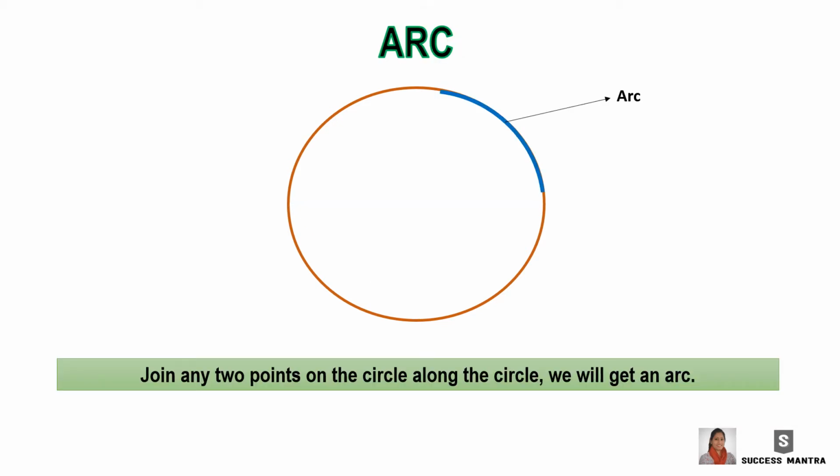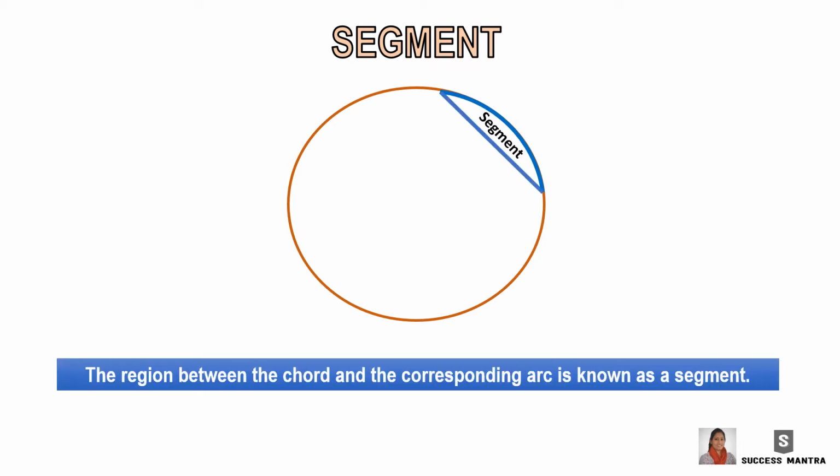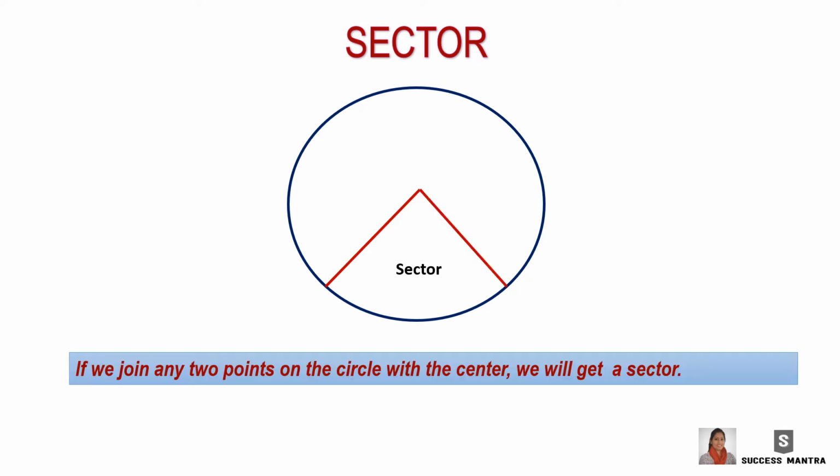If you join any two points on the circle along the circle, you will get an arc. The region between a chord and the corresponding arc is called a segment. So here the circle is divided into two segments. The smaller segment is called the minor segment and the larger segment is called the major segment. If we join any two points on the boundary of the circle to the center of the circle, we will get a sector. So here also the circle is divided into two sectors. The smaller sector is called the minor sector and the larger sector is called the major sector.